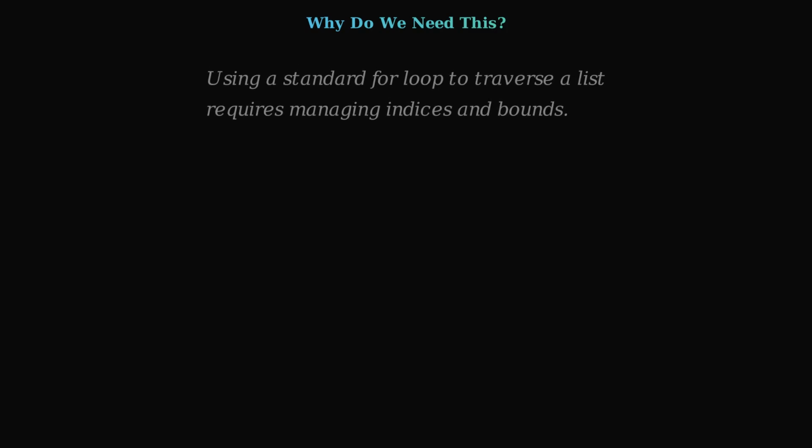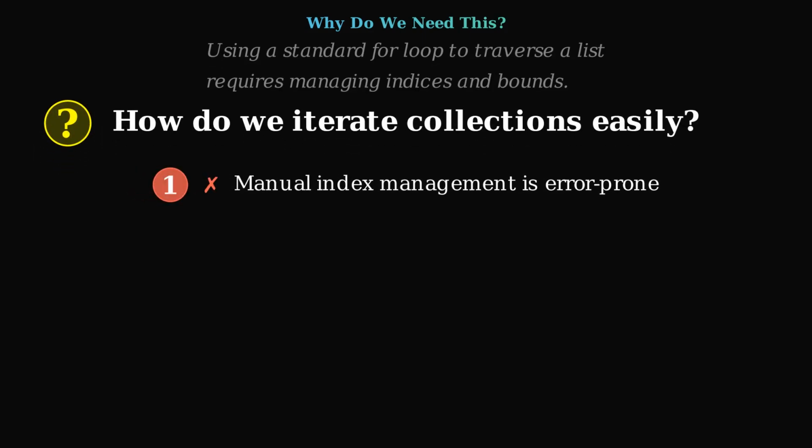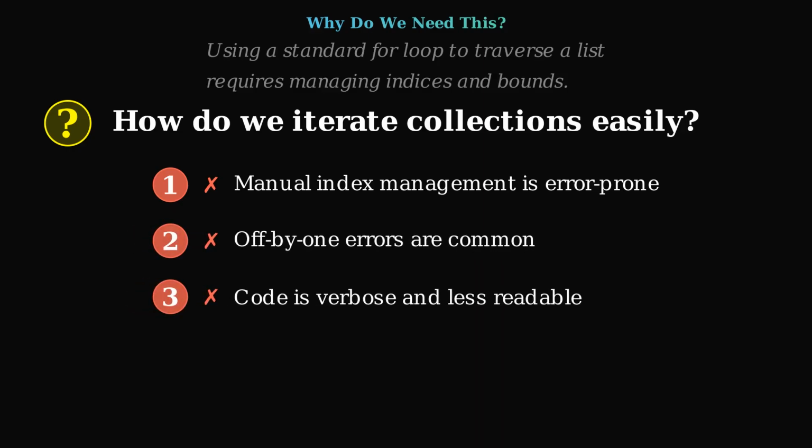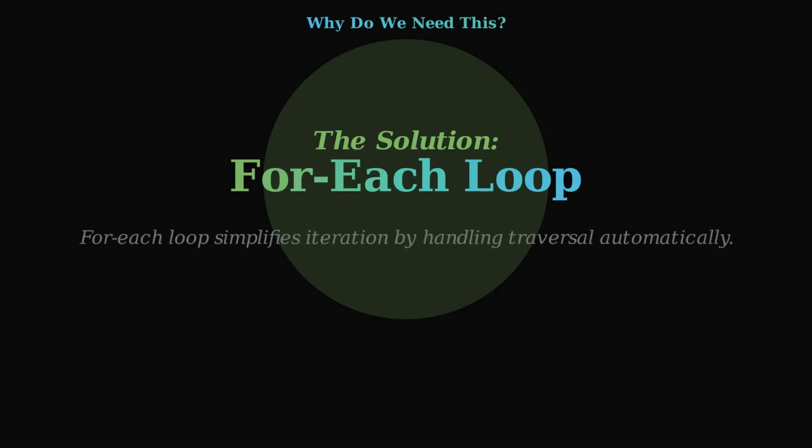Let's get started. Why do we need this concept? Using a standard for loop to traverse a list requires managing indices and bounds. How do we iterate collections easily? Manual index management is error-prone, off-by-one errors are common, code is verbose, and less readable. For each loop simplifies iteration by handling traversal automatically.